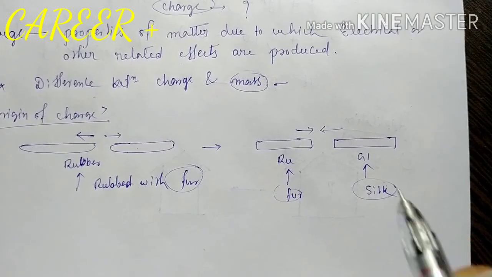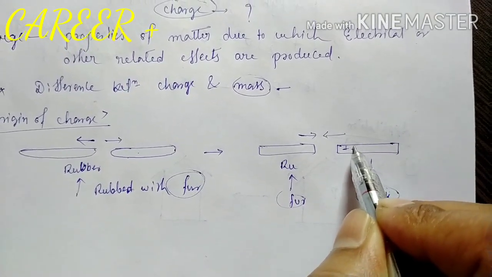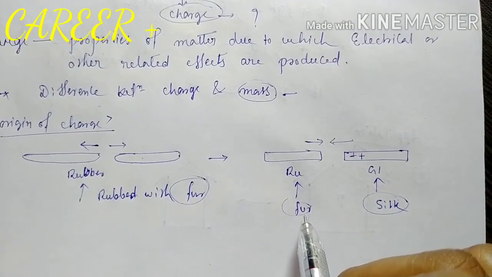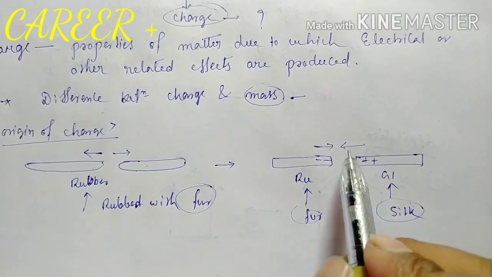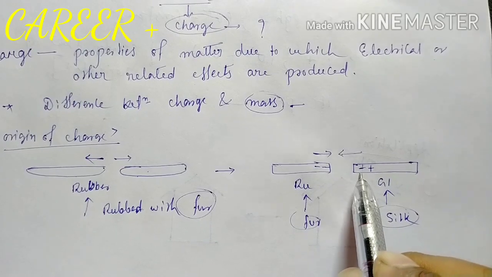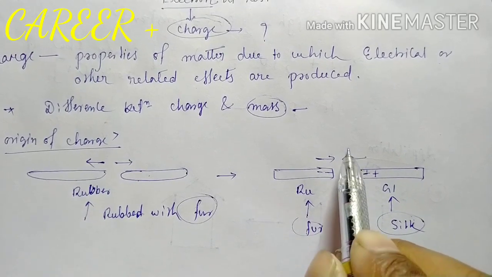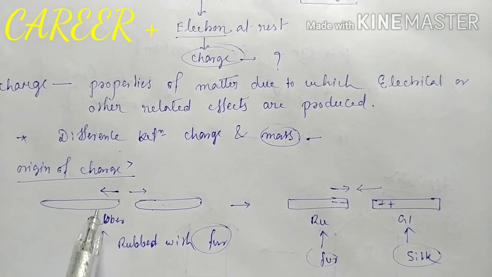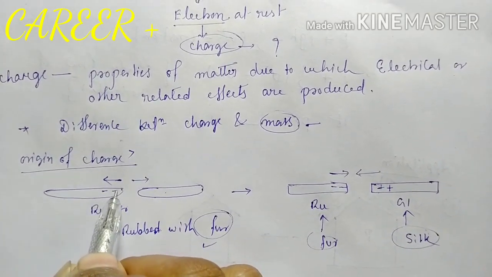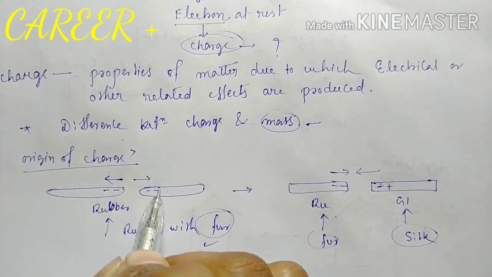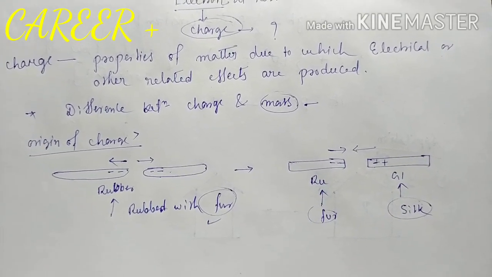It was Benjamin Franklin who called the glass rod positively charged, and the rubber rod, after rubbing with fur, negatively charged. That means when one positively charged object and one negatively charged object come very near, they attract. In the same way, both rubber rods rubbed with fur are negatively charged, and it was observed that they repulse. This is the most important observation.